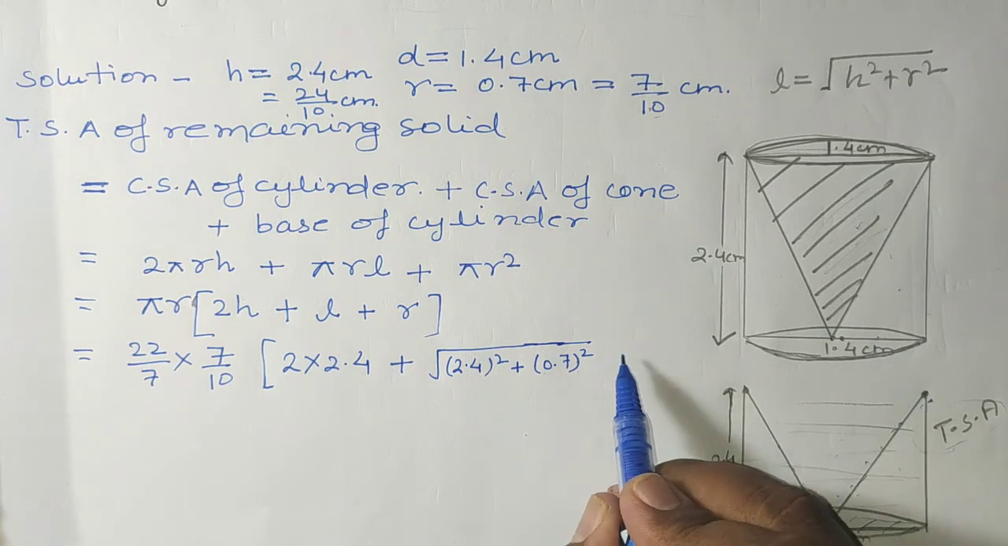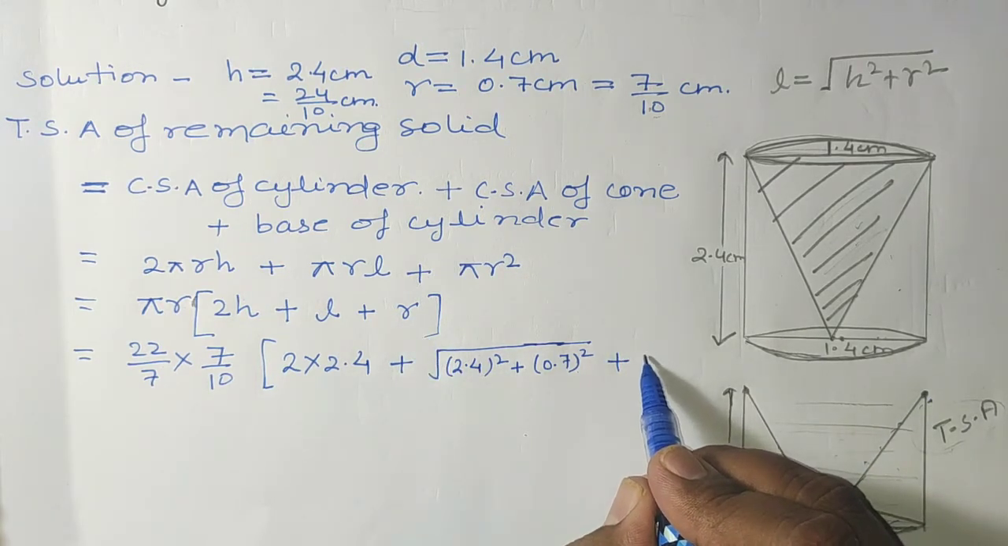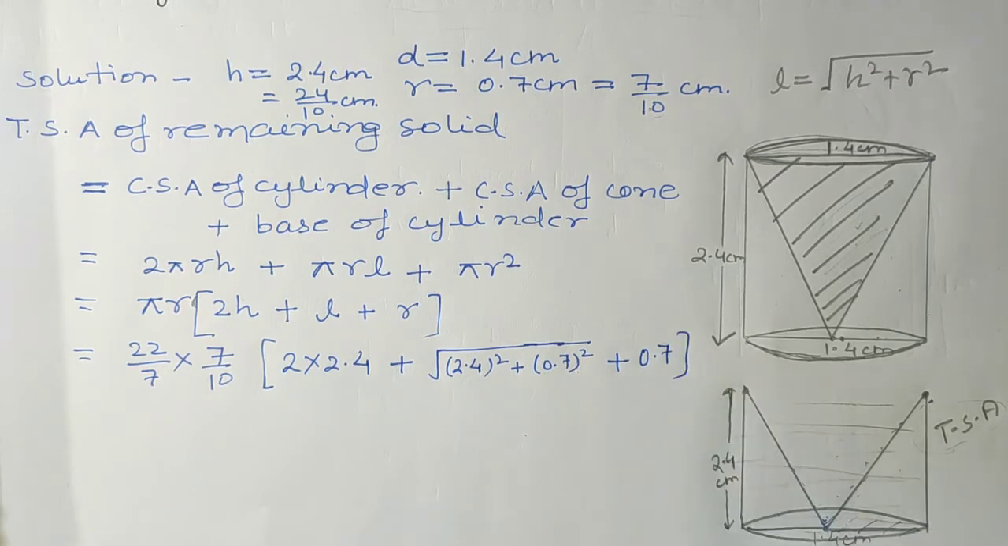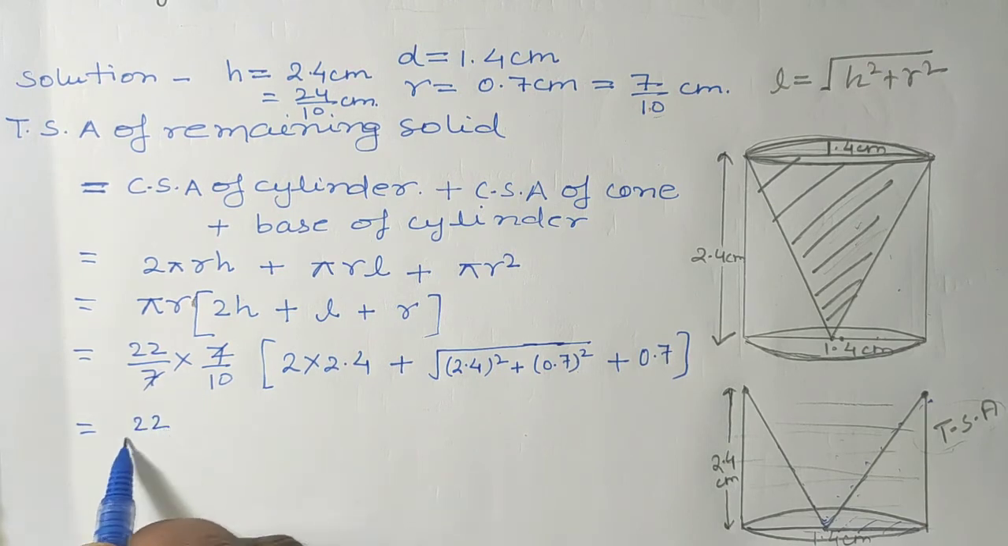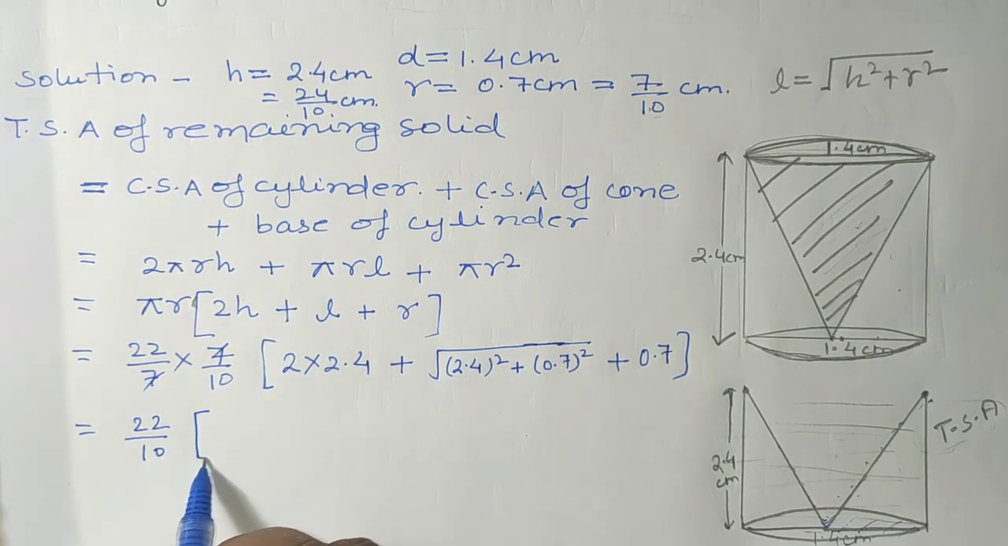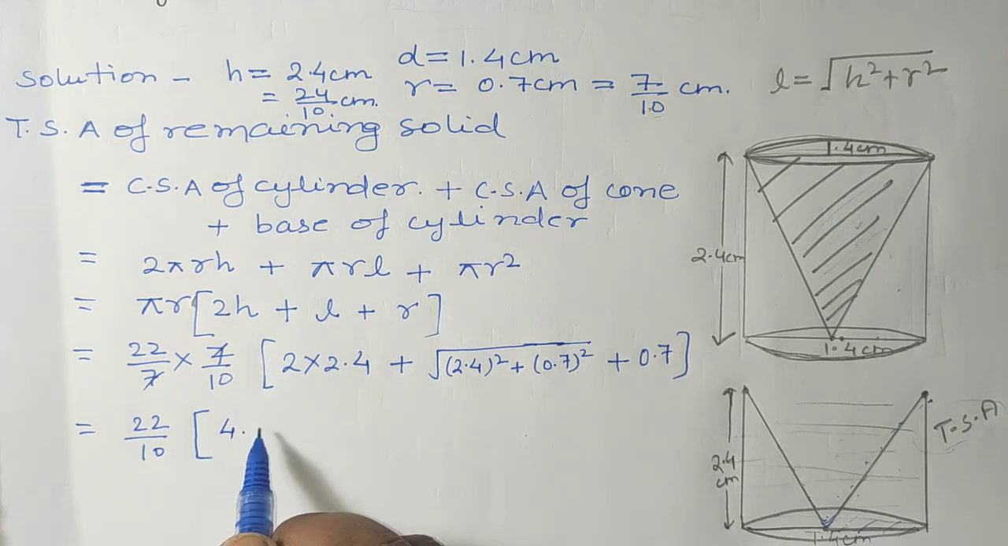Okay, and then in the last r is there. R is what? R is 0.7. Okay students, now see, 7 and 7 will be cancelled out. Only 22 by 10 is there. In the bracket, 2 into 2.4, that will be 4.8.